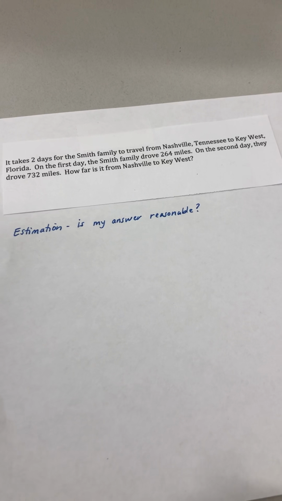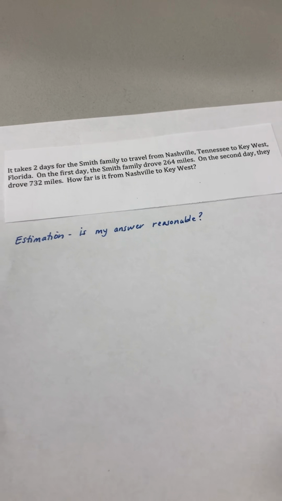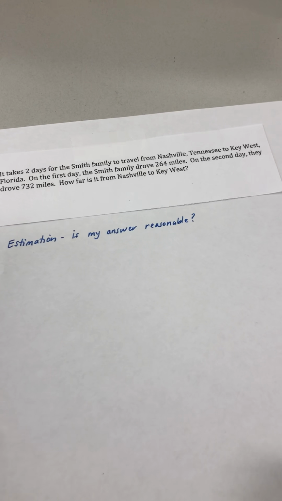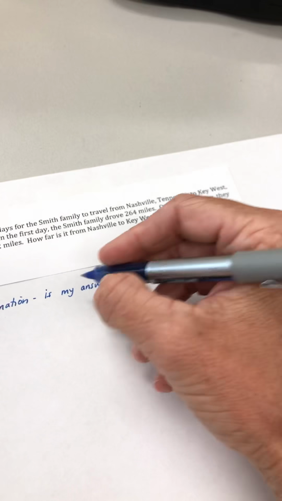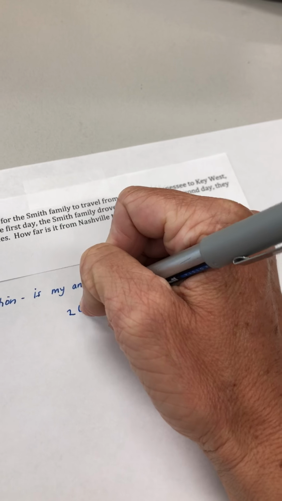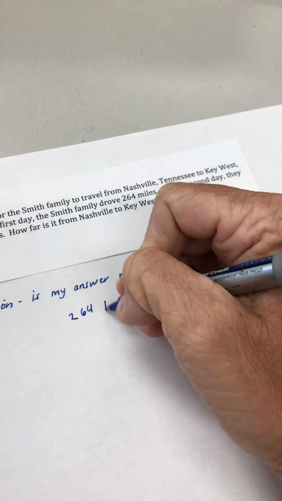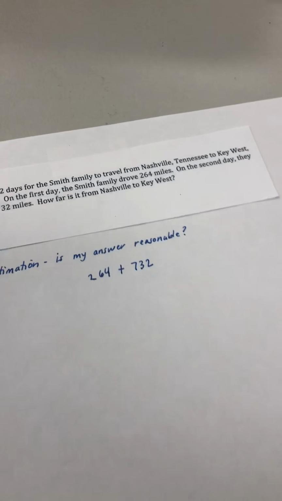So the reason we're going to do an estimation is because it's going to help us determine if our answer is reasonable. If our answer is not reasonable, then we're going to go back and figure out where we made our mistake. All right, so we're looking for 2 different days combining the mileage. So this is 264 plus 732 miles. Okay, and we're going to add that up.